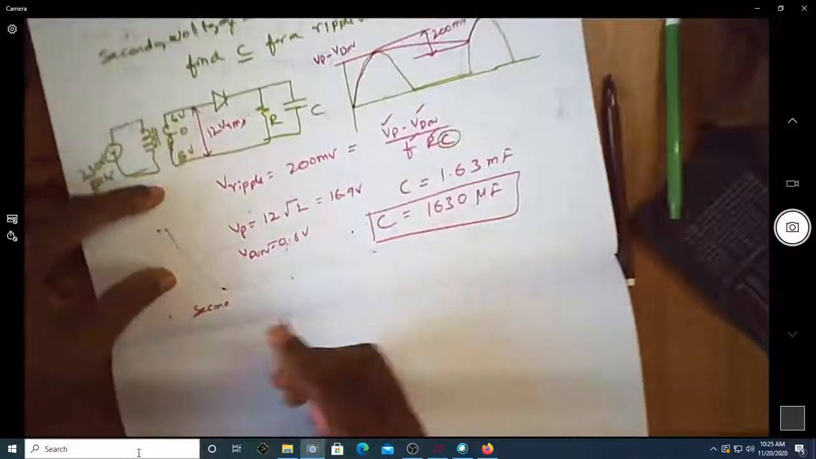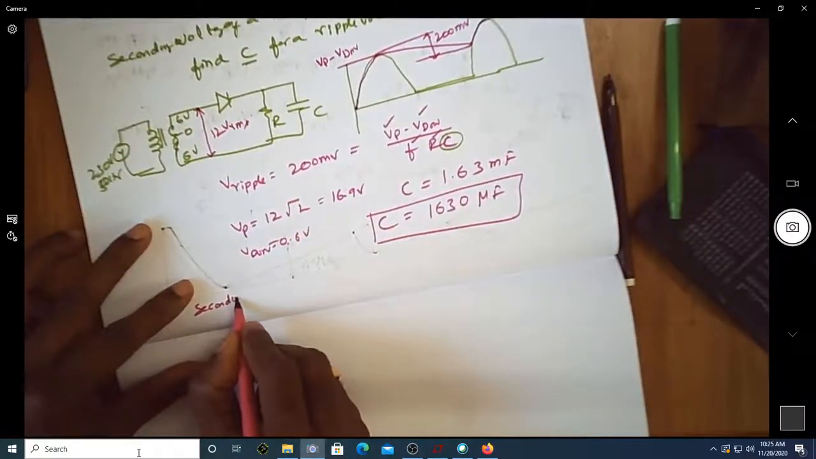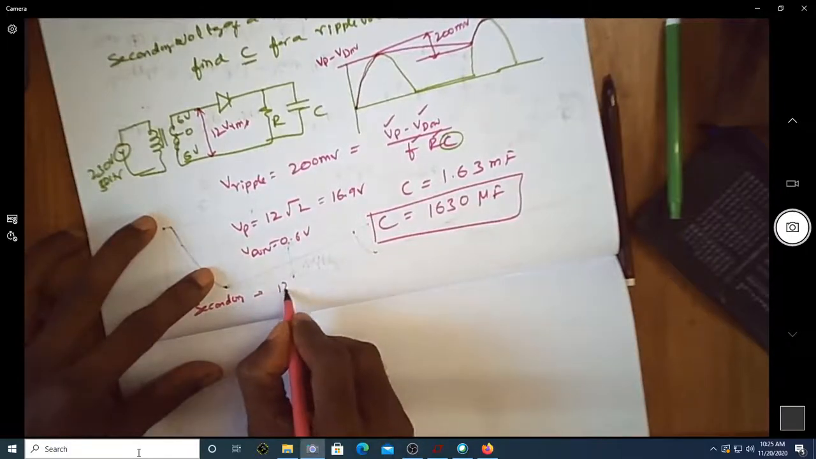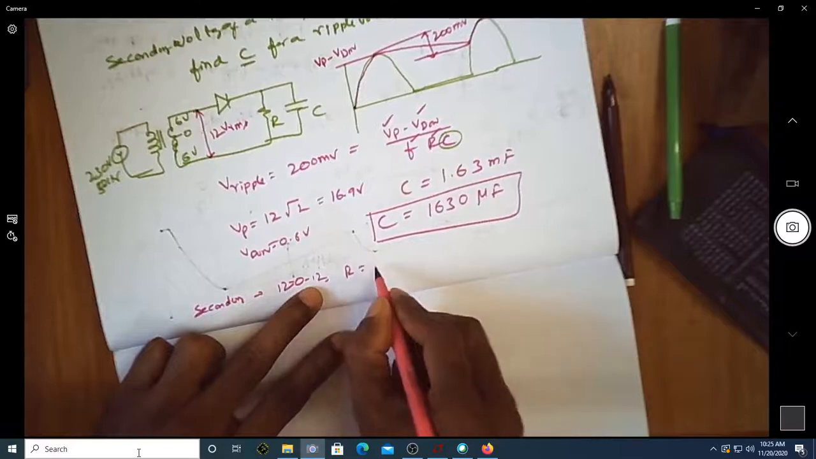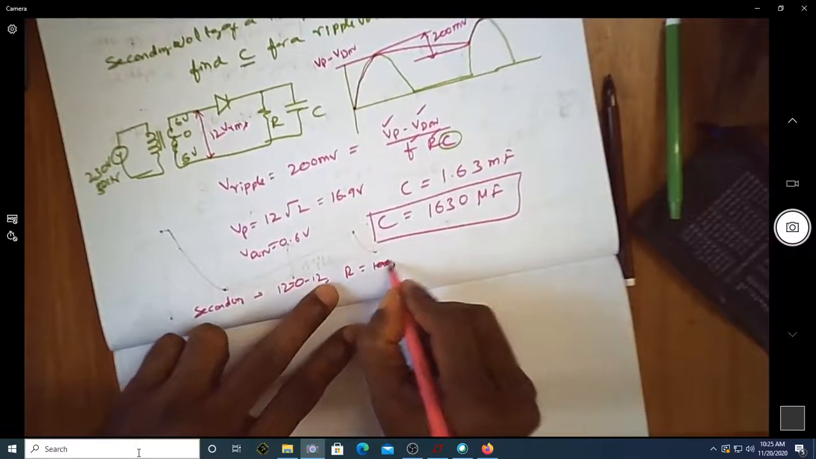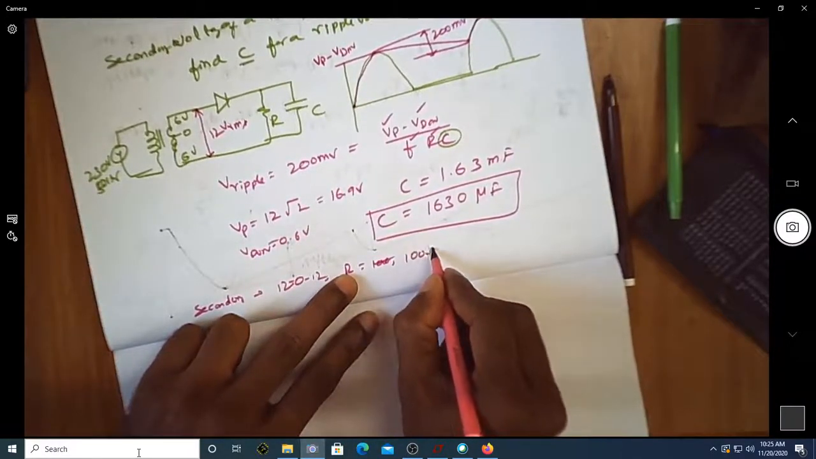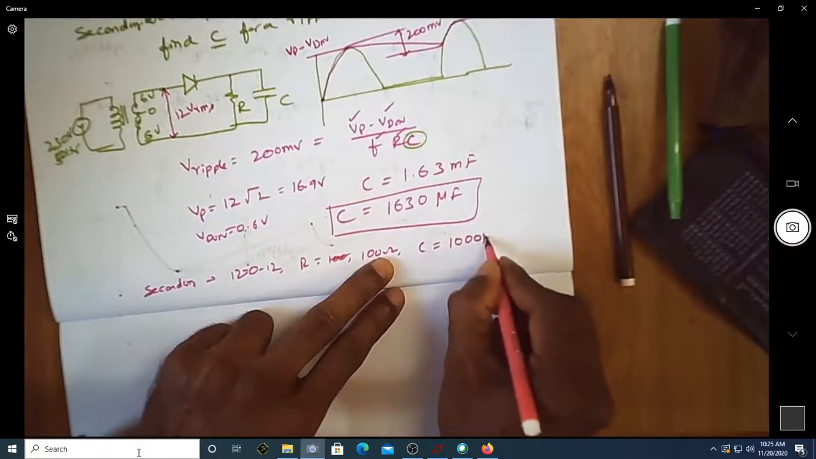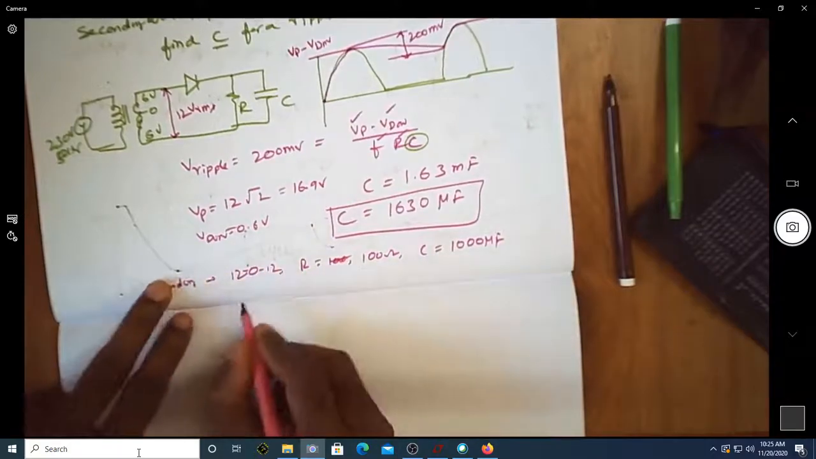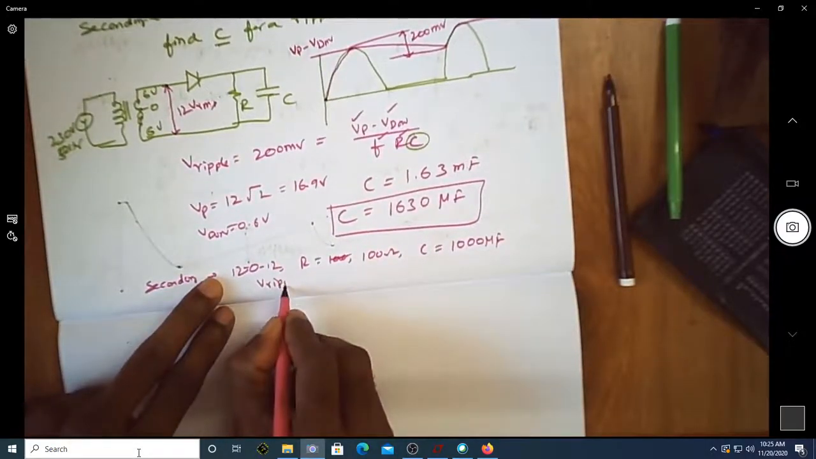Okay, let us say the secondary of a transformer is 12, and the value of R is equal to 10k, or maybe the value of R is equal to 100 ohm and the value of C is equal to 1000 microfarad. If you are asked to find what is V ripple, it is straightforward.